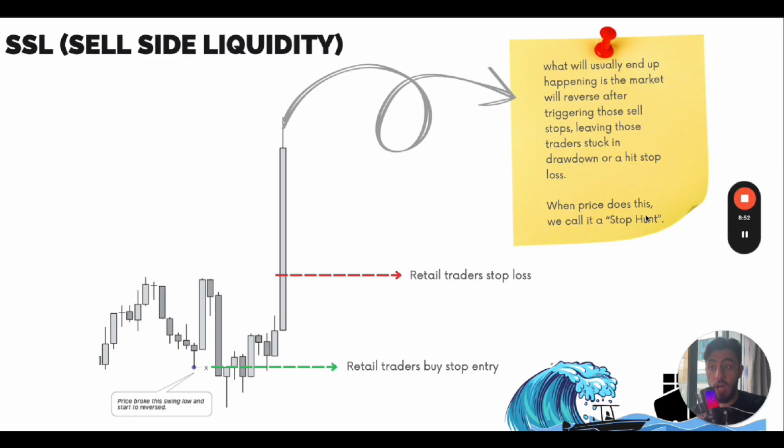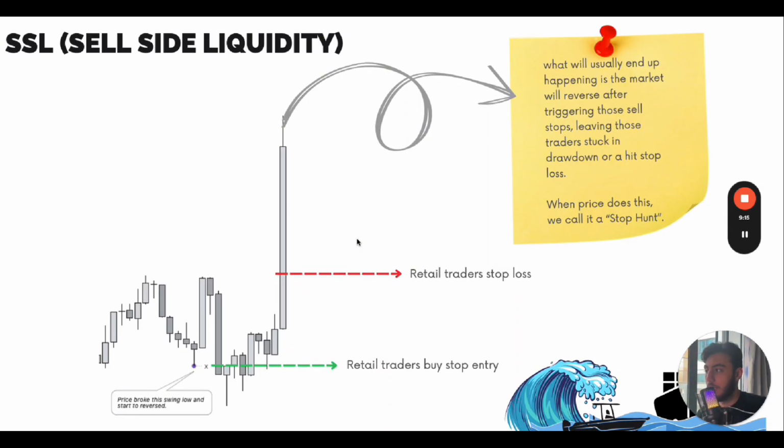When price does this, we call it a stop hunt. So once price takes out the buy stop and sell stop orders and starts to reverse, when it sweeps the sell side or the buy side liquidity, we call this a stop hunt. Make sure you remember this, okay? We're going to dive into this stop hunt a lot. So this is going to be the stop hunt. Now, let's take a look at some examples here.